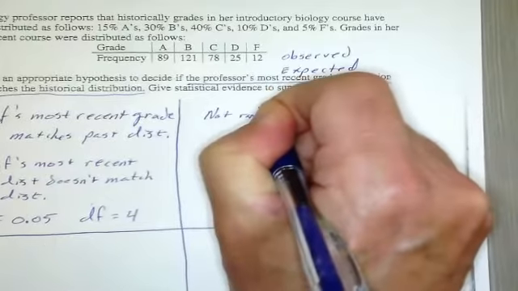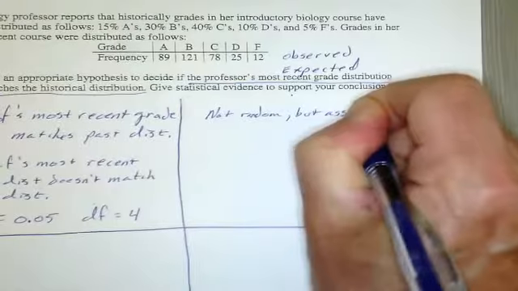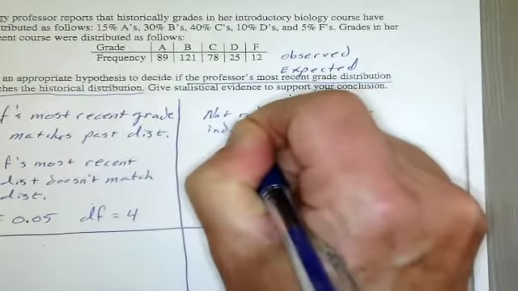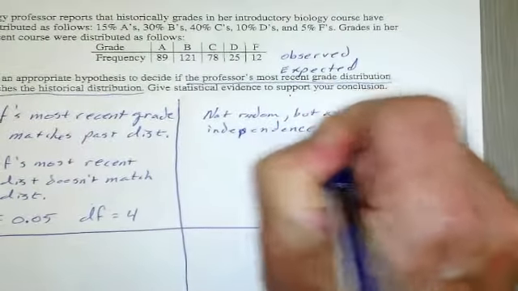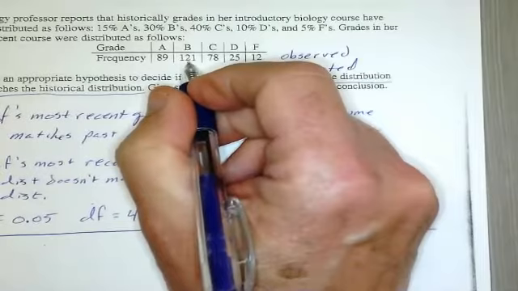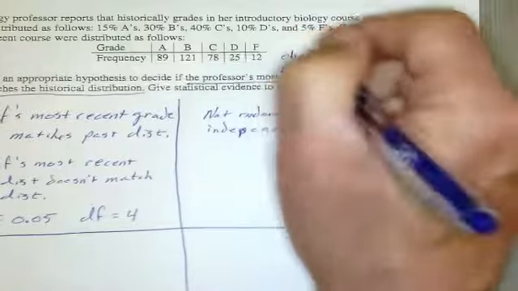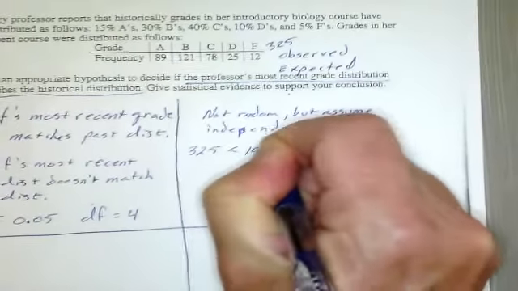Not random, but assume independence. Sorry, I'm a bad speller. Okay, and let's see, her sum here, 89, 121, and so on, her total is 325. So 325 is less than 10% of all students.